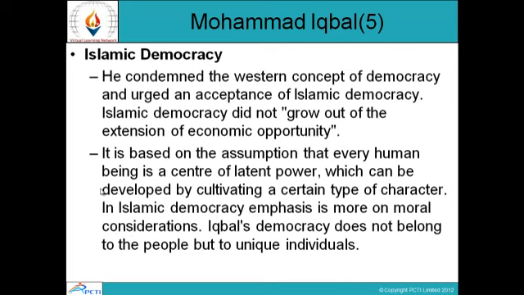It is based on the assumption that every human being is a center of latent power. Every human being has power, which can be developed by cultivating a certain type of character, or a skill in them.